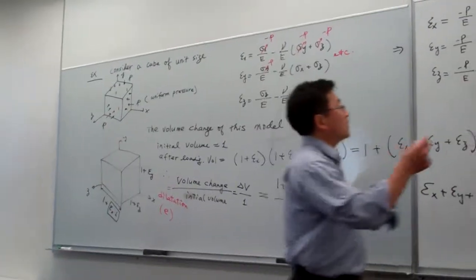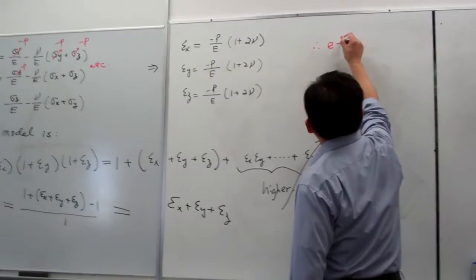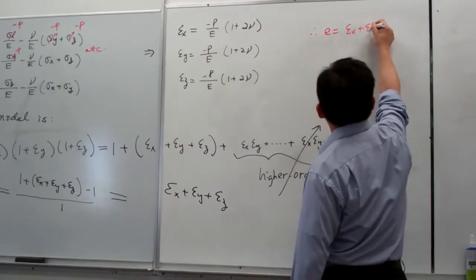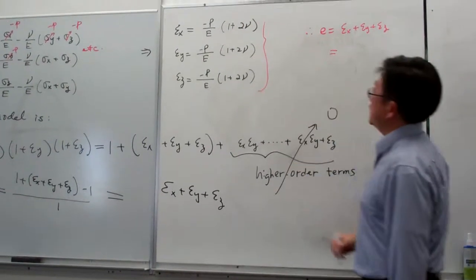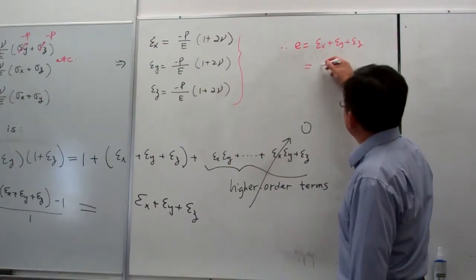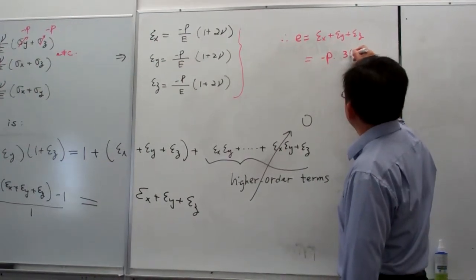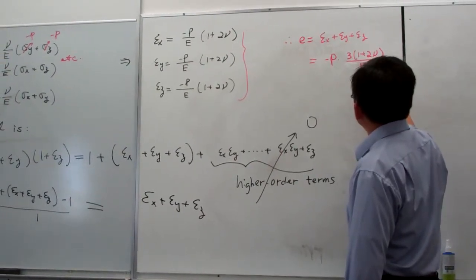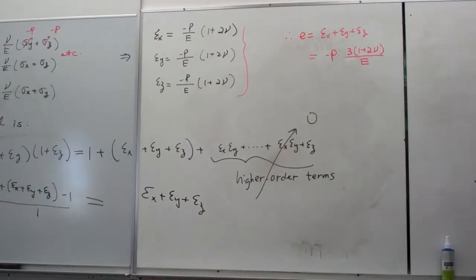So from here, let me summarize. e will be equal to the 3 terms, epsilon x plus epsilon y plus epsilon z. So simply we plug in the 3 pieces of information. Basically, that becomes minus p times 3, 1 plus 2 nu, divided by E. This is an example, it's not a formula.